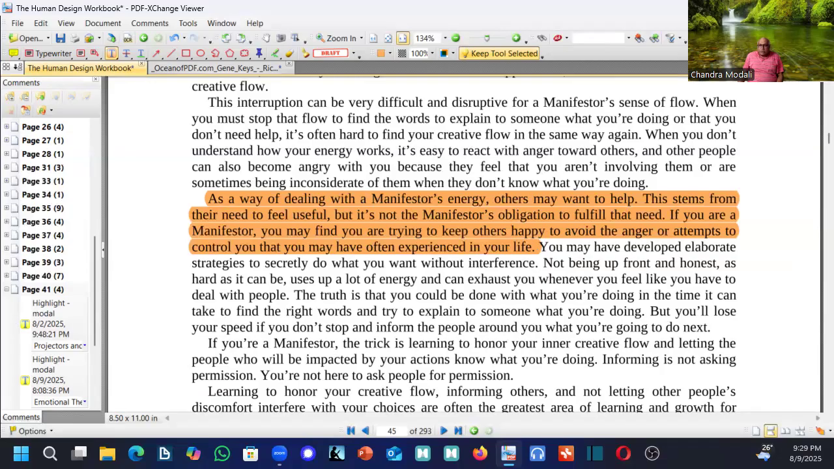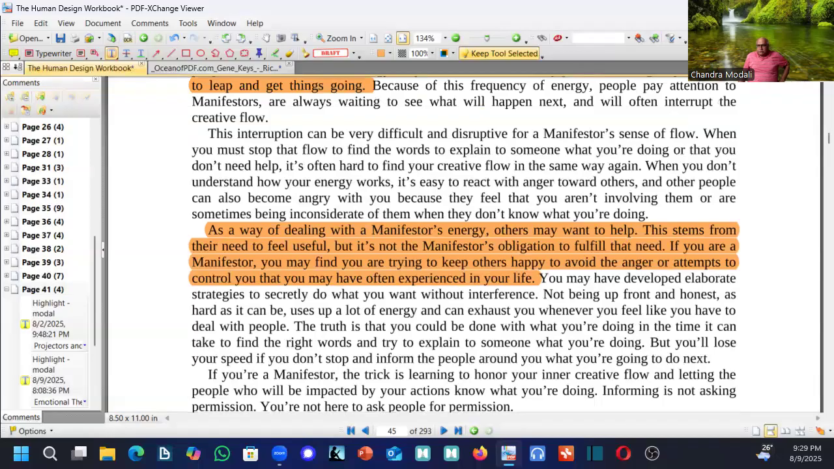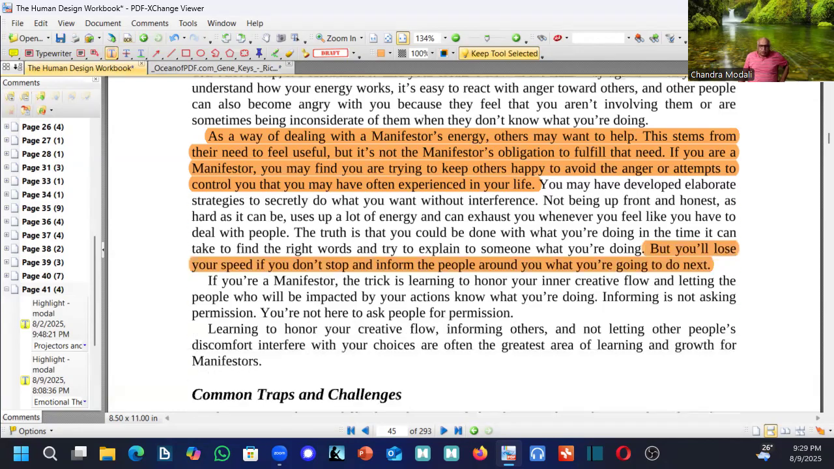The truth is that you could be done with what you are doing in the time it can take to find the right words and try to explain to someone what you are doing. But you will lose your speed if you don't stop and inform the people around you what you are going to do next. So you will lose that speed.